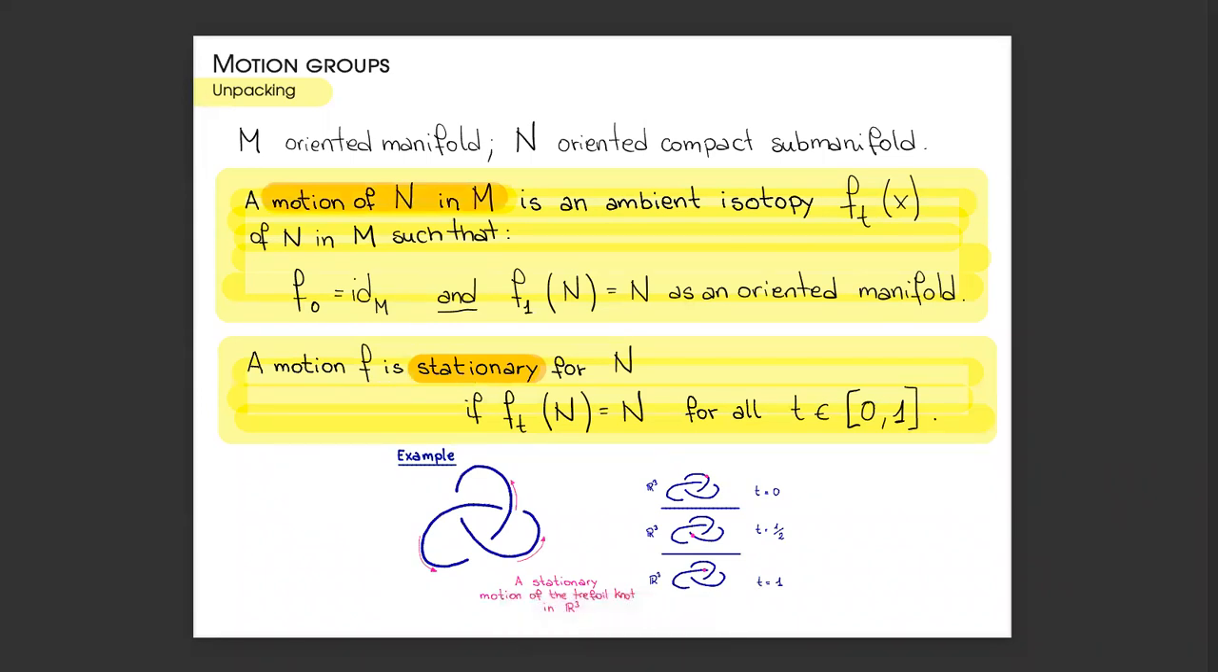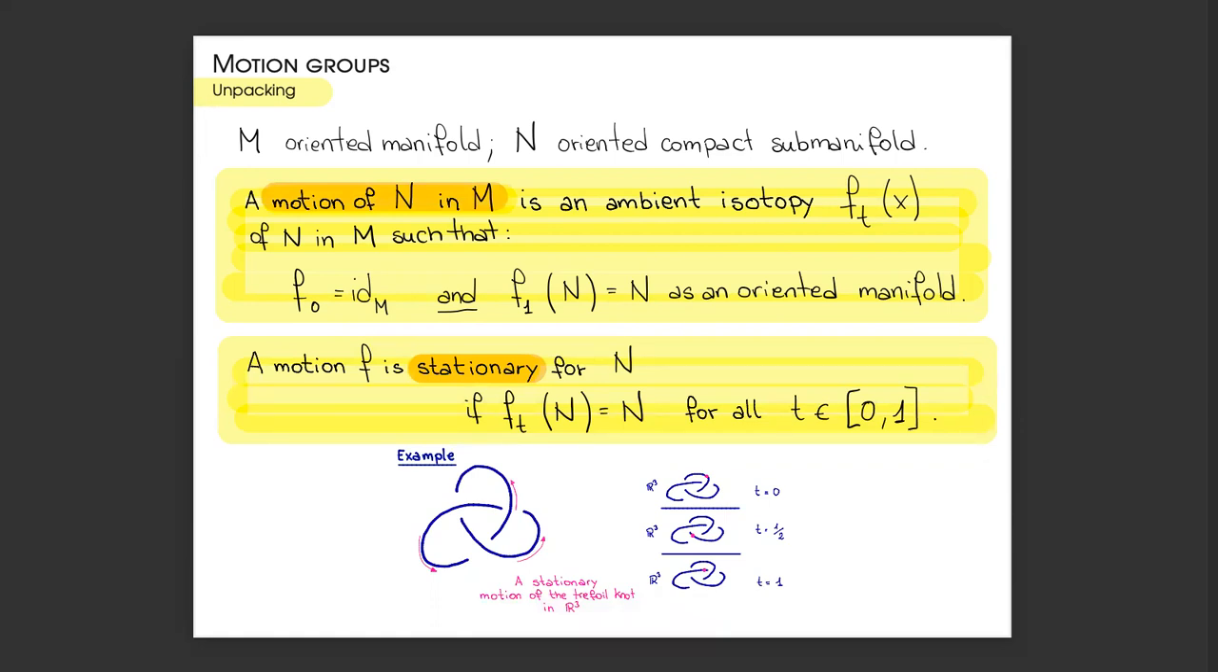Okay. So we say that a motion is stationary for N. I'm sorry, could you not at the end have ended up with a non-trivial diffeomorphism or homeomorphism of N? Are you saying it becomes the identity homeomorphism, or what's the statement? What does f_1(N) = N mean? So f is just an ambient isotopy. It starts from the identity and it ends in something that is not necessarily the identity on the whole of M, but it will have globally preserved the submanifold. Okay, but it might have mapped N to itself in some non-trivial way, yes?